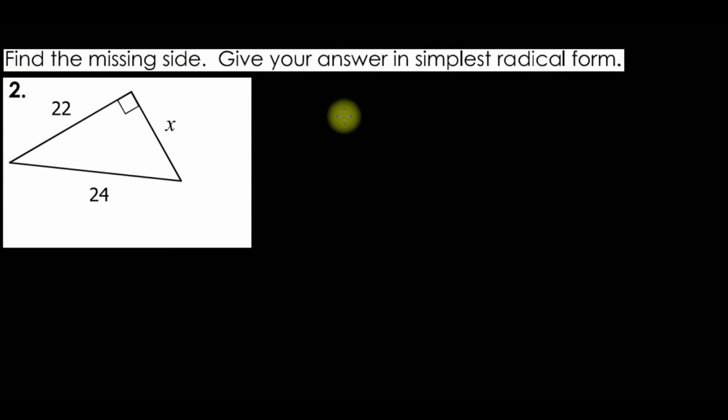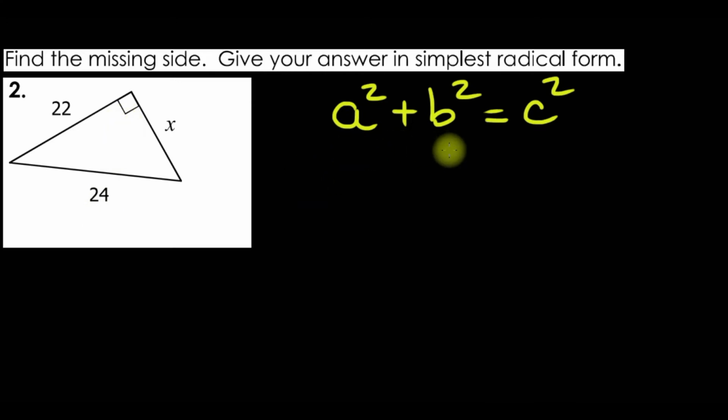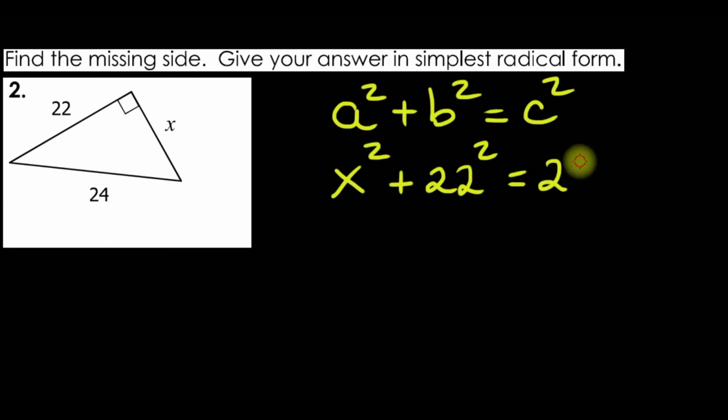Okay, so the Pythagorean theorem is a squared plus b squared is c squared. Now c is the hypotenuse. Okay, so c is 24 because it's right across from the right angle. Since a and b are the two legs of a right triangle, it doesn't matter which one you use for a, which one you use for b. Okay, so we can call the x to be a, and then the 22 is your b, and then your c is 24.